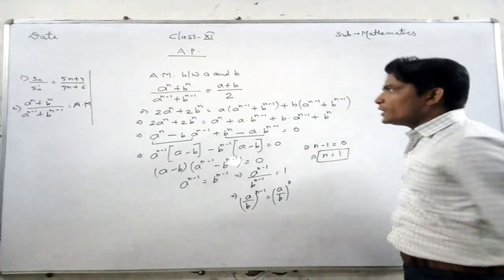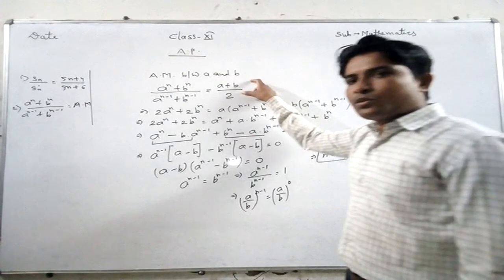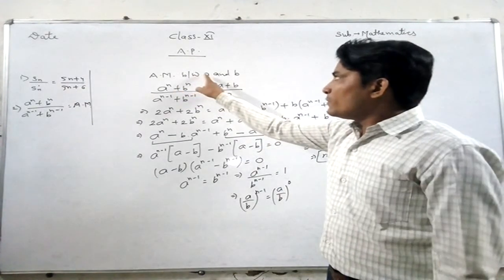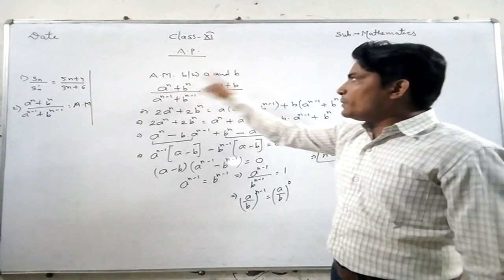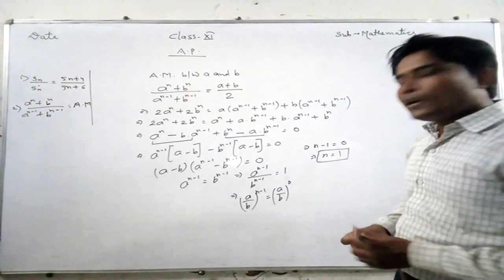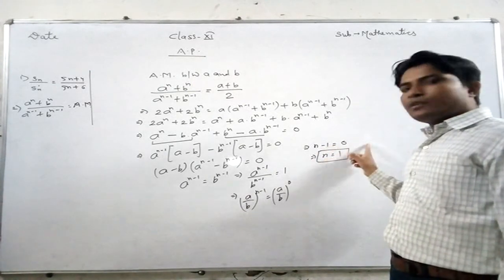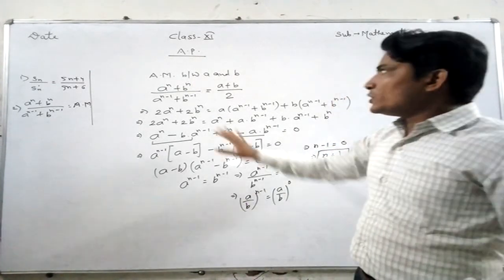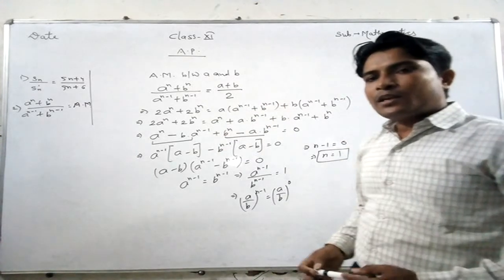So student, the question asked what the value of n is if the AM between a and b is given like this. Here n minus 1 equals 0, so n equals 1. Okay, I think you understood all the steps clearly. Thank you.